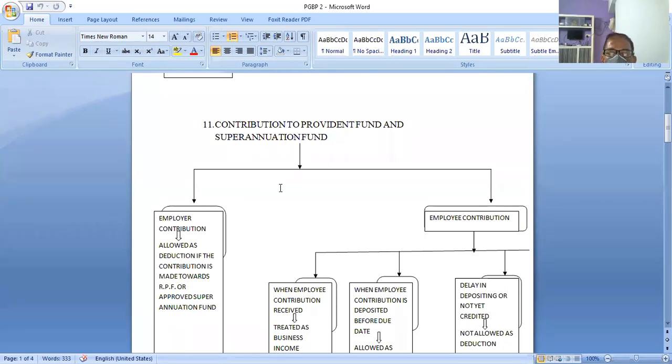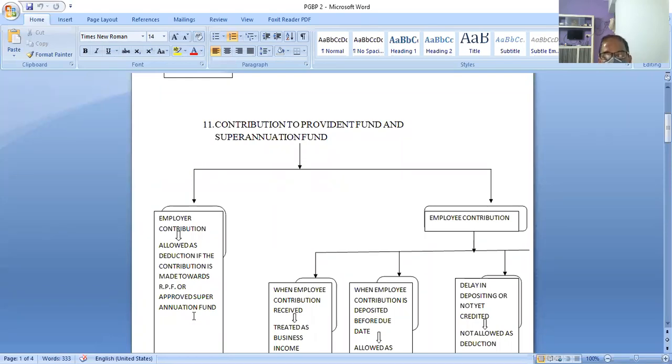In the provident fund, the employer has to contribute and the employee has to contribute. Suppose it is 10%. 10% of salary should be given by the employee, and 10% of salary should be given by the employer from the employer's pocket. Now, the employer contribution is allowed as a deduction if the contribution is made towards RPF, recognized provident fund, or an approved superannuation fund. Both should be recognized by the government of India. If the employer makes the contribution, that is treated as business expenditure, or allowed as a deduction.